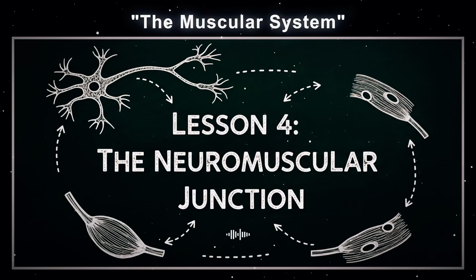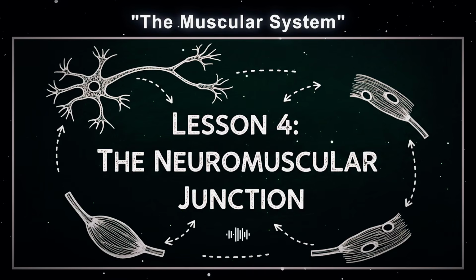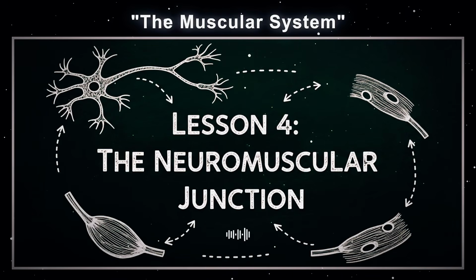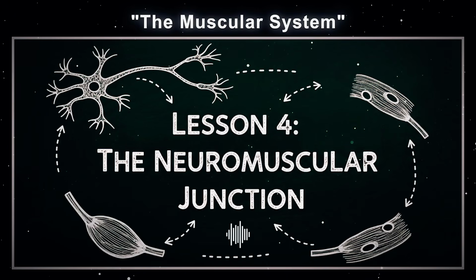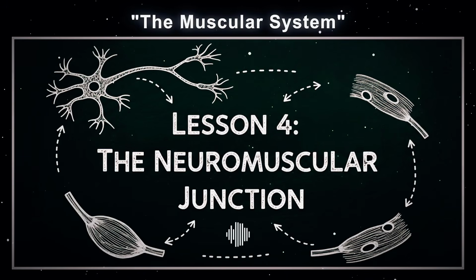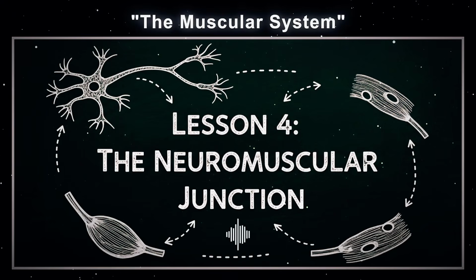Tonight, we stand at a fascinating border crossing. We are going to explore the connection between the two master systems of the body, the nervous system, which commands, and the muscular system, which obeys. This meeting point has a name. It is called the neuromuscular junction.